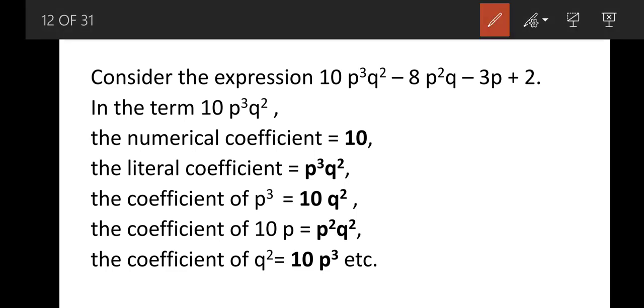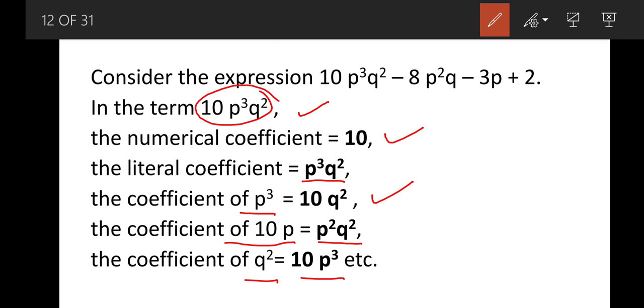So, I am explaining it again. In the first term, the numerical coefficient is 10, the literal coefficient is p cube q square, and for the coefficient of p cube: other than p cube, whatsoever is present in the term will be your coefficient of p cube. So, what was left apart from p cube? That is 10 q square. Now the coefficient of 10p: what will be left apart from this 10p? It will be p square q square. Coefficient of q square: what will be left apart from this q square? It will be 10p cube. Simple as this. You can find out the numerical and literal coefficients for the rest of the terms also.